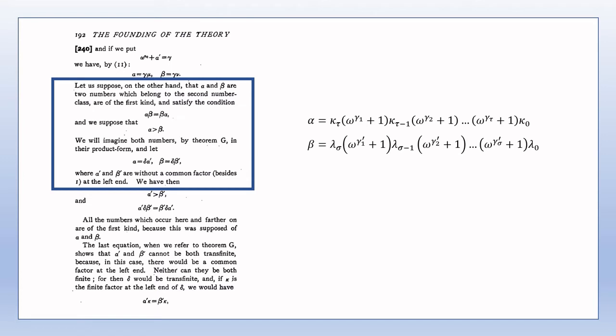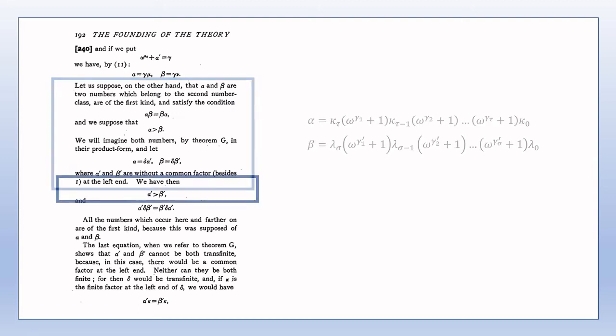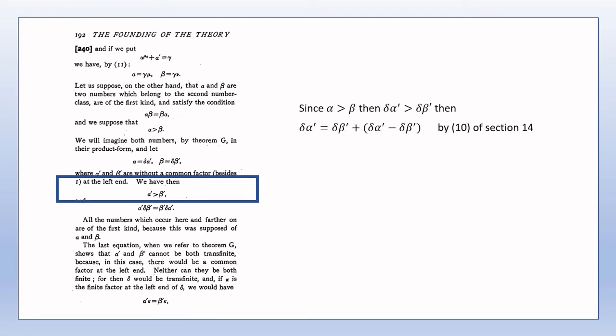It may be that both of these products forms agree for some number of terms at the left end of each expression. This is the delta which is used to express alpha and beta as delta alpha primed and delta beta primed respectively. In the expressions for alpha primed and beta primed, there are no common factors, by assumption, at the very left end of each expression other than 1. This doesn't mean that there are not common factors elsewhere in the product forms of alpha primed and beta primed, but simply that they do not appear at the leftmost end. That alpha primed is greater than beta primed is shown on the screen.